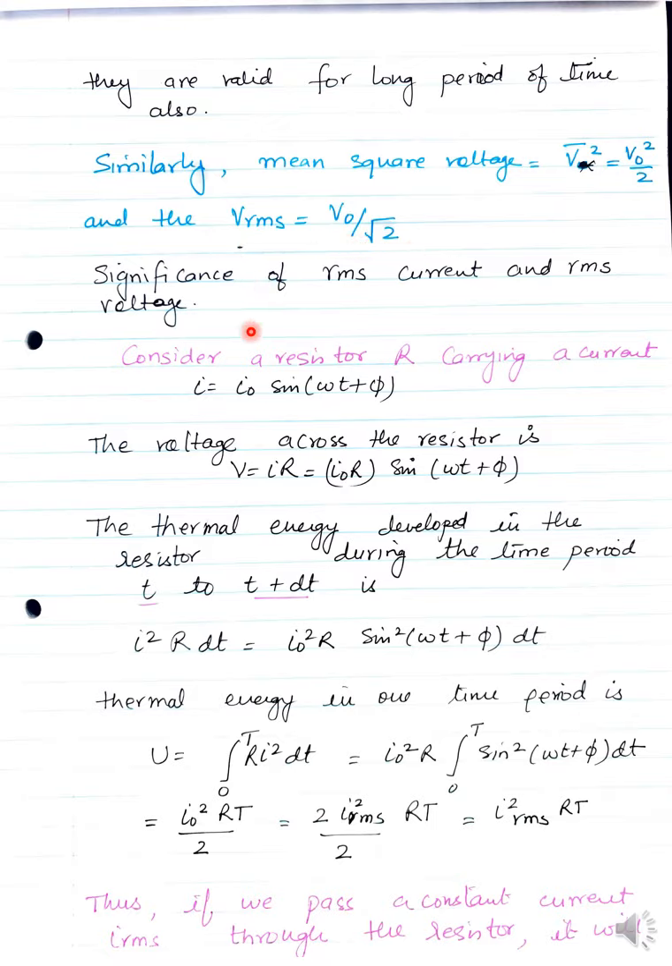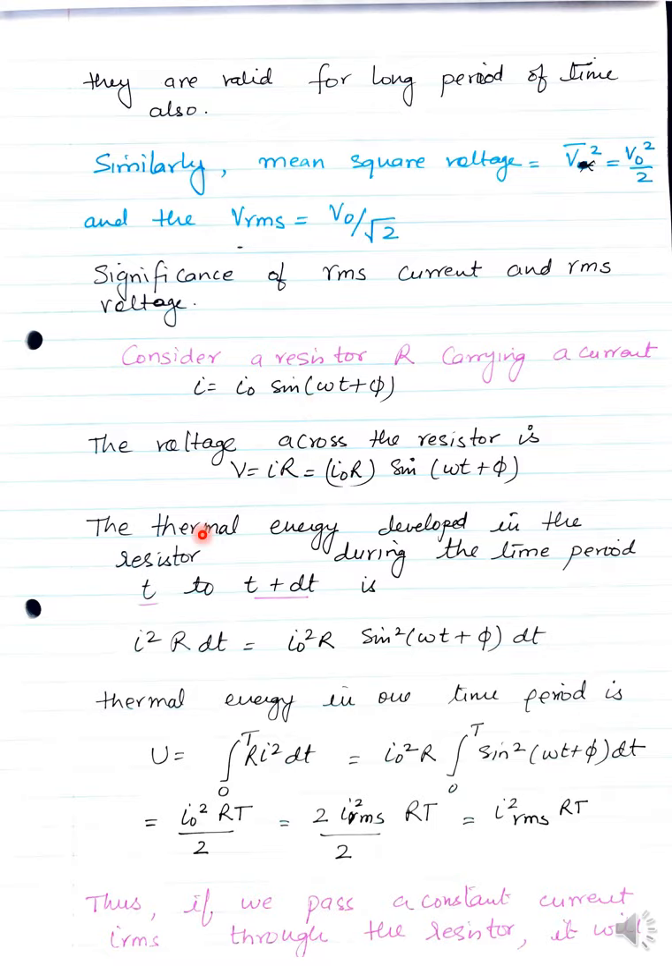Now, what is the significance of our RMS current and RMS voltage? To understand this, we need to consider a resistor R carrying a current I equals I naught sine(omega t plus phi). The voltage across the resistor will then be V equals IR, which is I naught R sine(omega t plus phi).